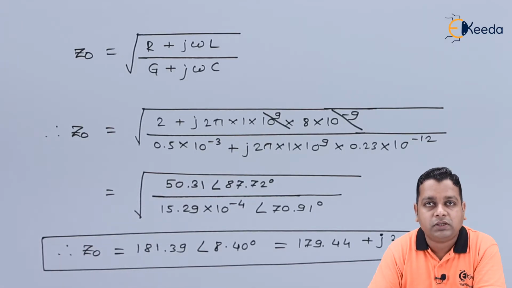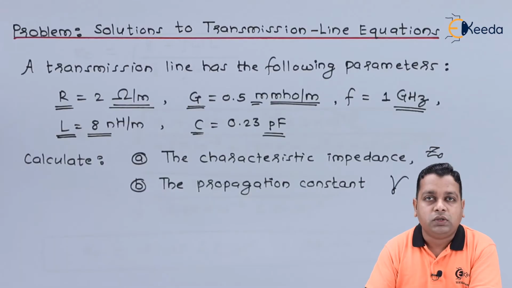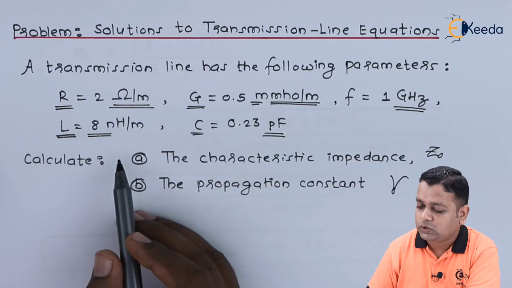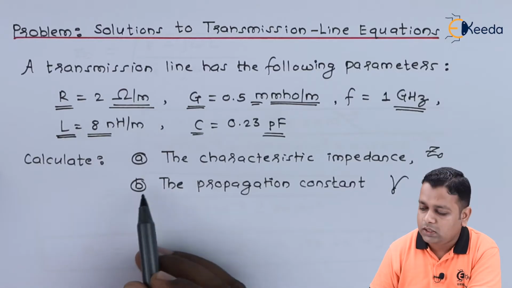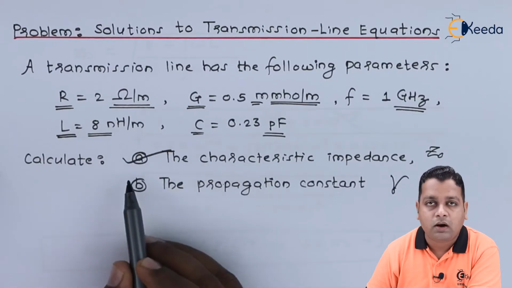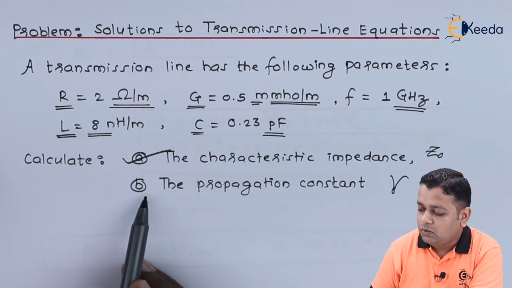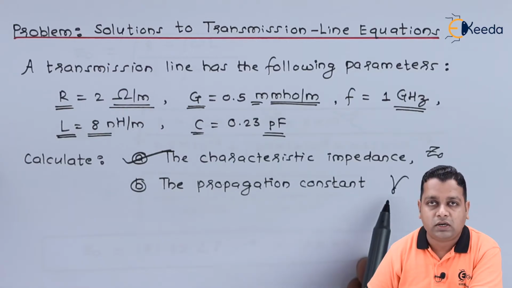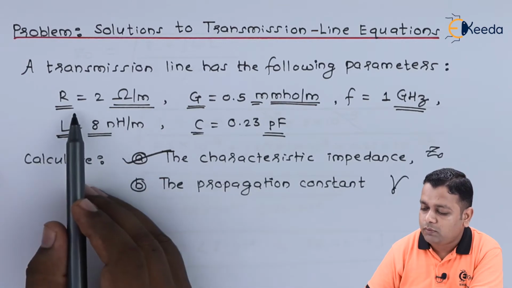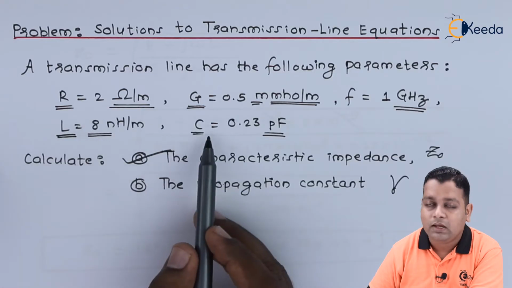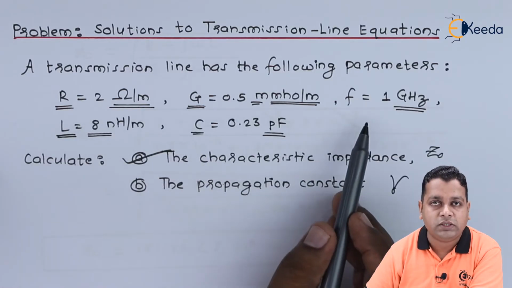So this completes the answer for part A. Here we get back to the problem statement. In the problem statement, we were asked to calculate two parts, A and B. The answer for part A is calculated here. Now we need to calculate the propagation constant gamma, given the values of lumped components R, G, L, C along with the operating frequency.